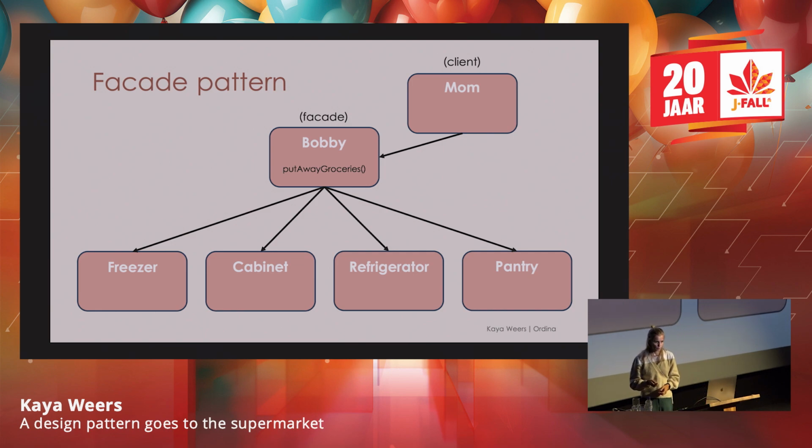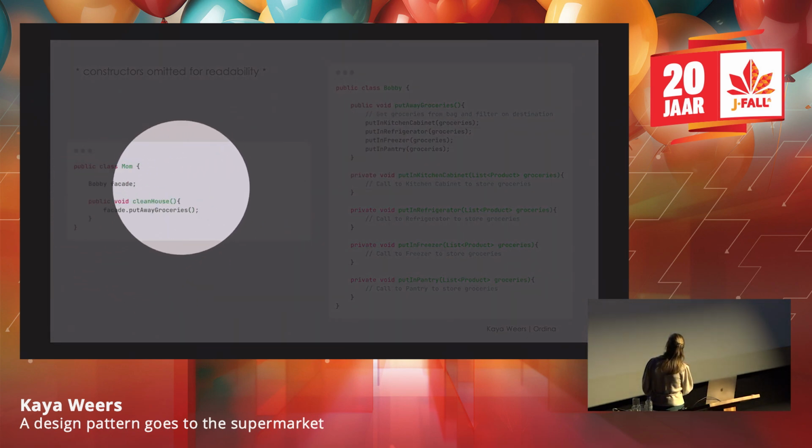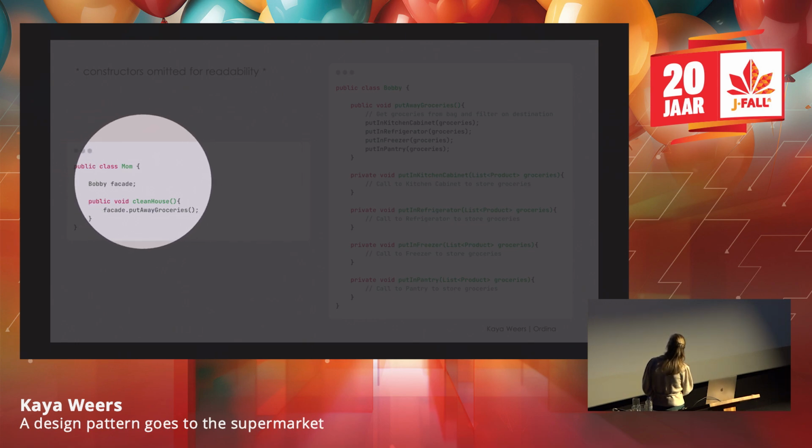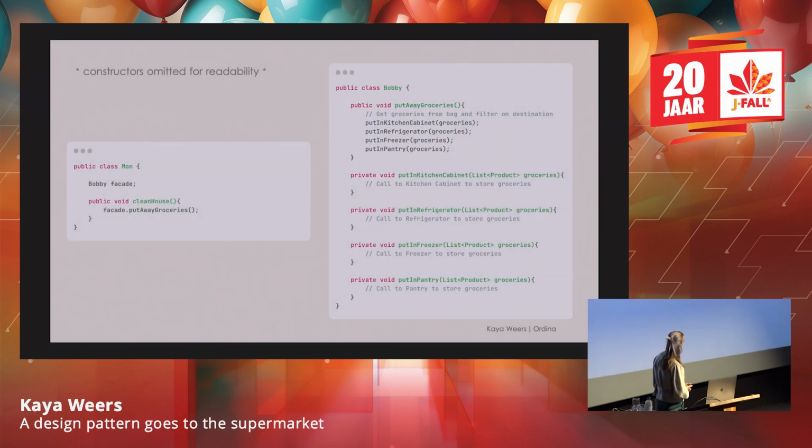So in the code, I did not put all the objects of the subsystem, because it would be unreadable. But you see here really well that for the mom, it's easy. She knows the facade, and she just says, put away the groceries. And then for Bobby, and now it's even simplified, but normally it would also be all this filtering of what belongs where, and then the right calls to the different places to store it, to have everything in the correct place and in the correct way. So all that complexity is not needed for mom anymore.